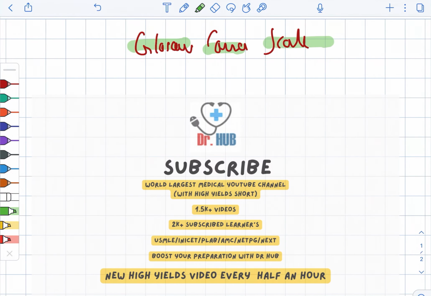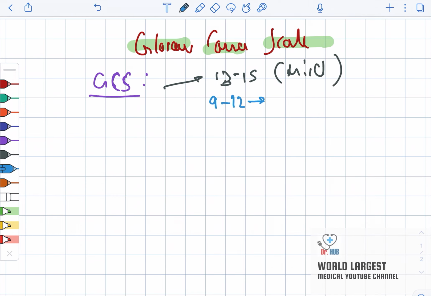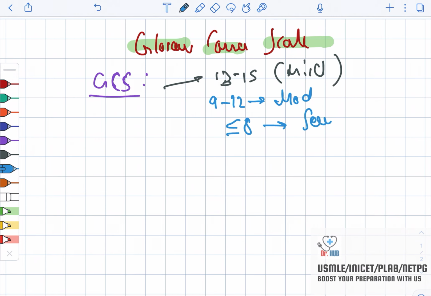Glasgow coma scale, also known as the GCS score. Here the values are 13 to 15, which indicates a mild injury, 9 to 12 indicates a moderate injury, whereas less than or equal to 8 indicates severe injury.